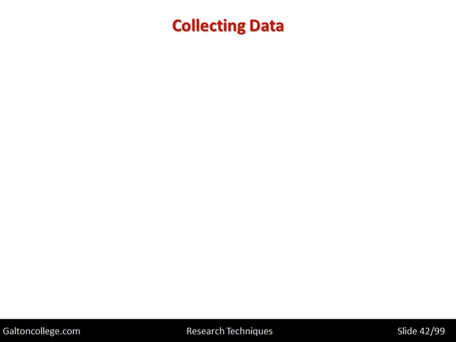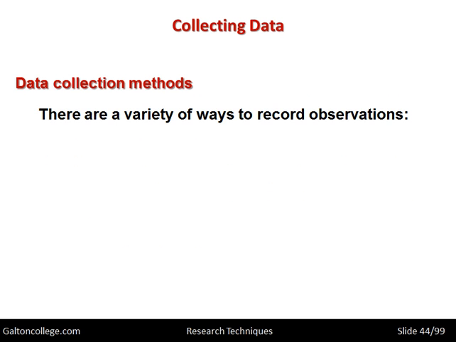Now, collecting data. Well, data collection methods for a start. There are a variety of ways in which to record observations. The obvious one is memory. Look at a situation, try to memorize it, and go back to the office and write it down. It's subject to issues and problems because people may forget details or may not observe all the details that were necessary, and there are issues in just relying on memory.